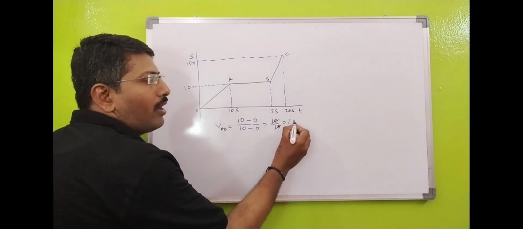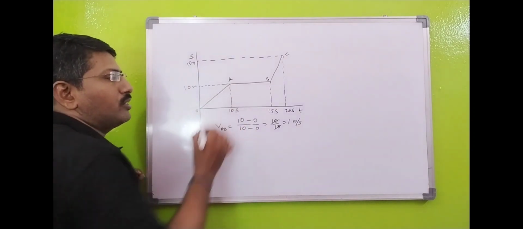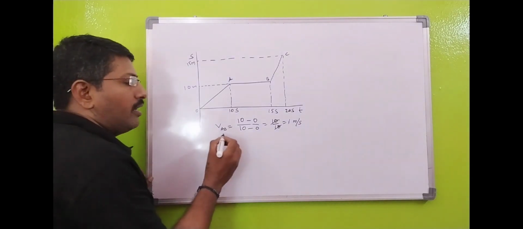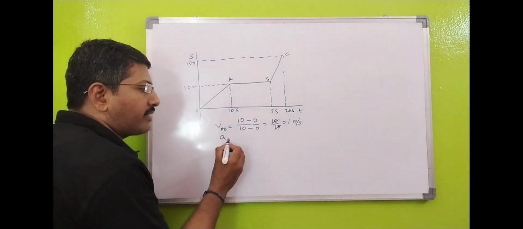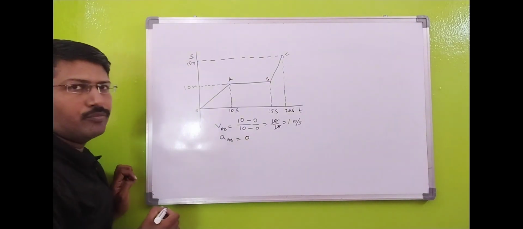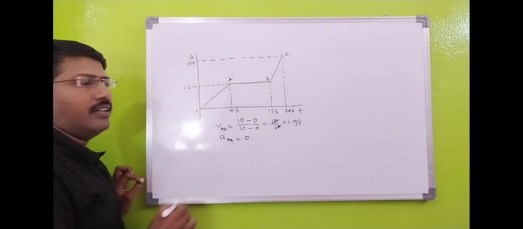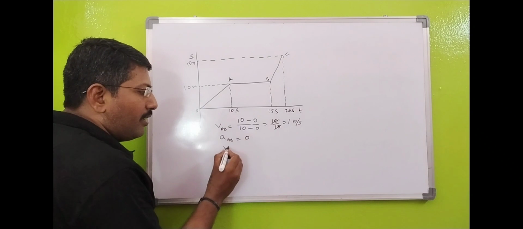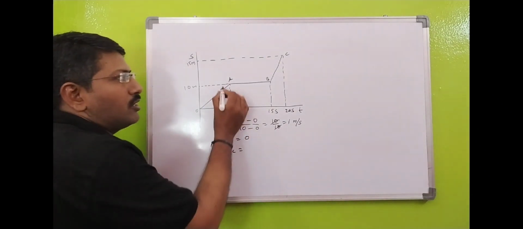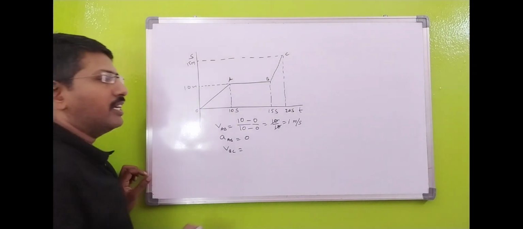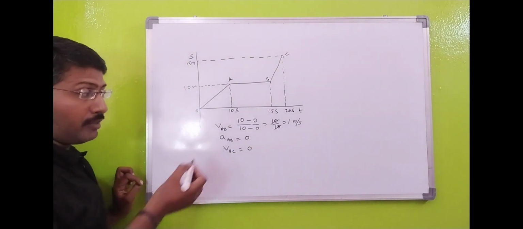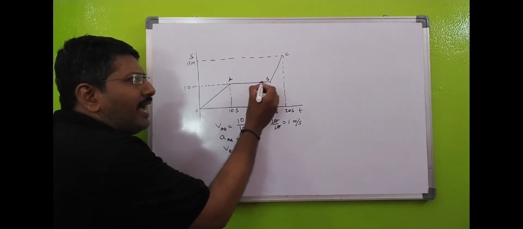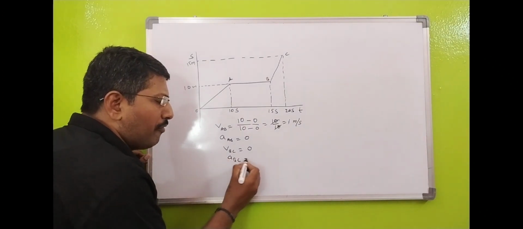In this situation, what is the velocity here? 1 meter per second. So in this situation, velocity is constant. What about acceleration? Acceleration is 0. Why? Because when velocity is constant, acceleration is 0. Next, if you observe here, between A and B, in this situation the slope, the angle of the tangent, is 0. That means velocity is 0. And acceleration is also 0. Why? Because it maintained constant.